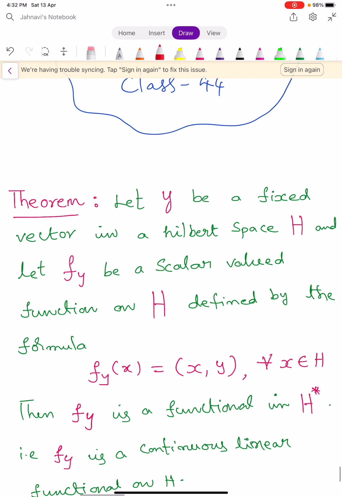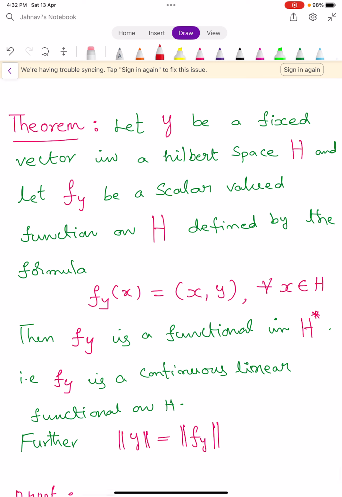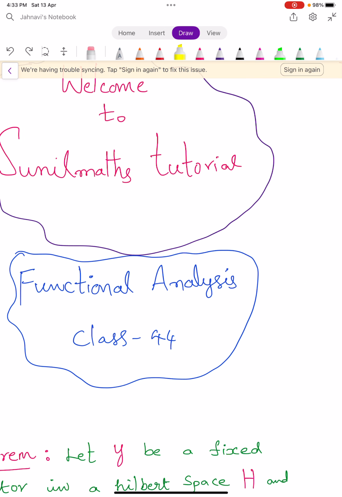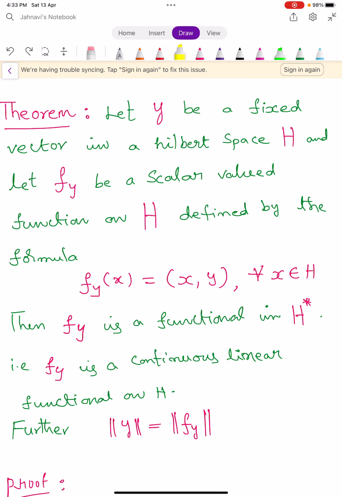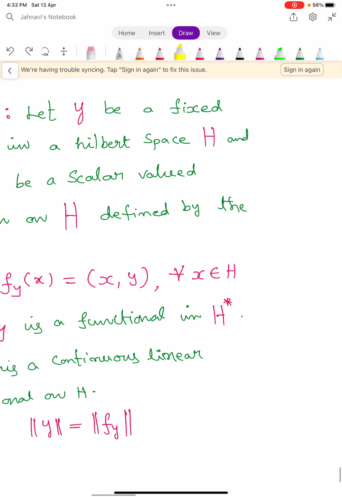In this video, we prove a theorem. Let us see the statement of the theorem. Let y be a fixed vector in a Hilbert space capital H and let fy be a scalar valued function defined on H, defined by the formula fy of x is equal to inner product of x comma y for all x belongs to capital H. Then fy is a functional in H star, that is, fy is a continuous linear functional on capital H. Further, norm y is equal to norm fy.